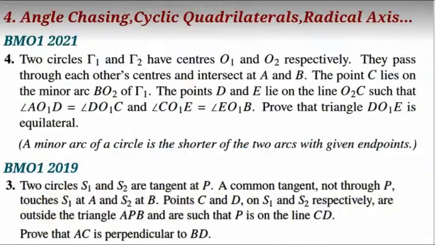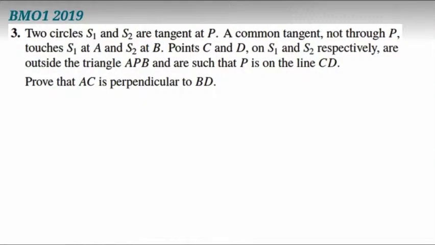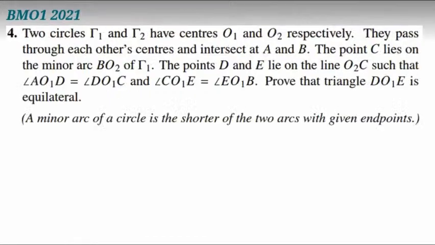Let's work on the next problem, angle chasing, cyclic quadrilaterals, radical axis. We want to solve these two problems with these ideas: BMO 1 2021 and, for last year, BMO 1 2019. So let's solve first BMO 1 2019. It's a little easier. And then when you are ready, we solve the next problem, which is BMO 1 2021.